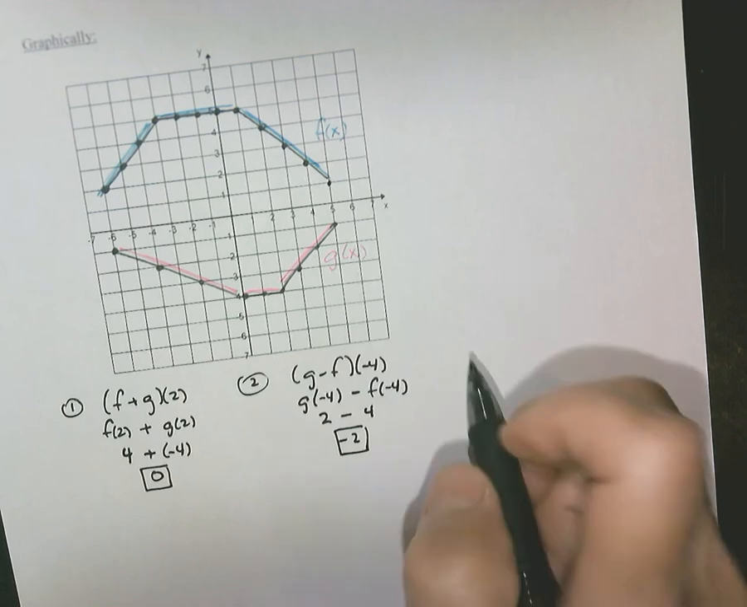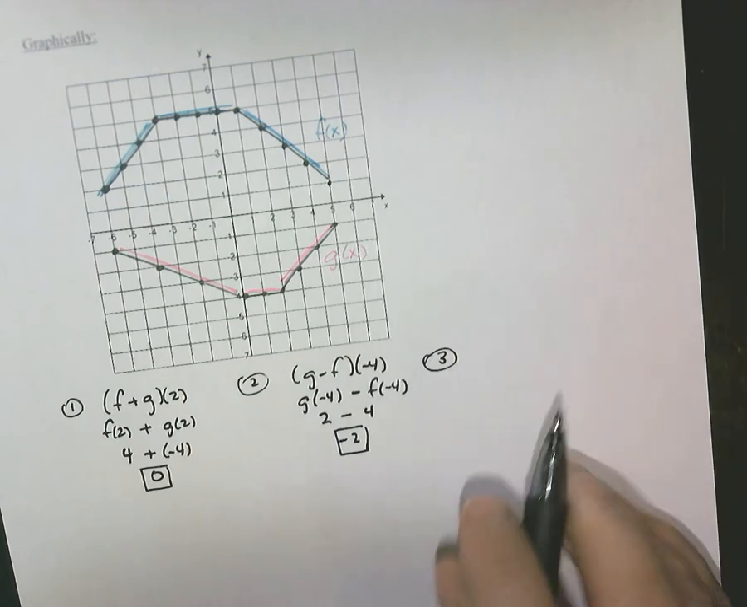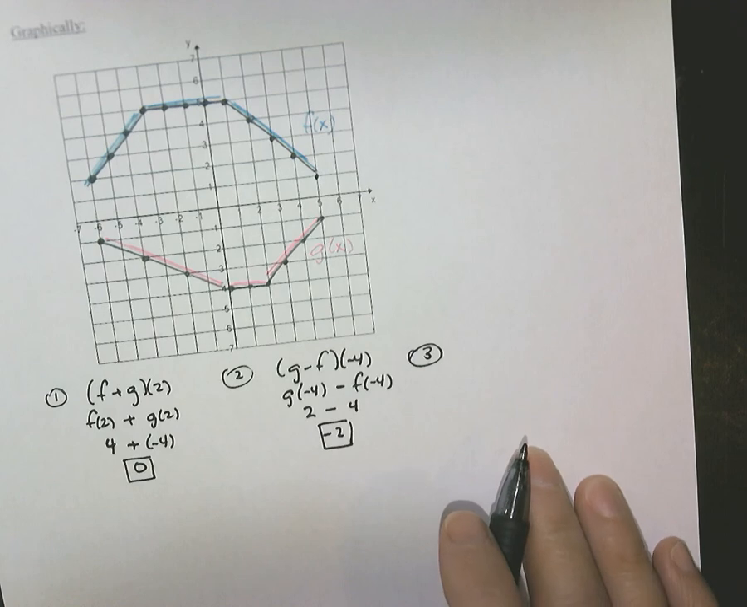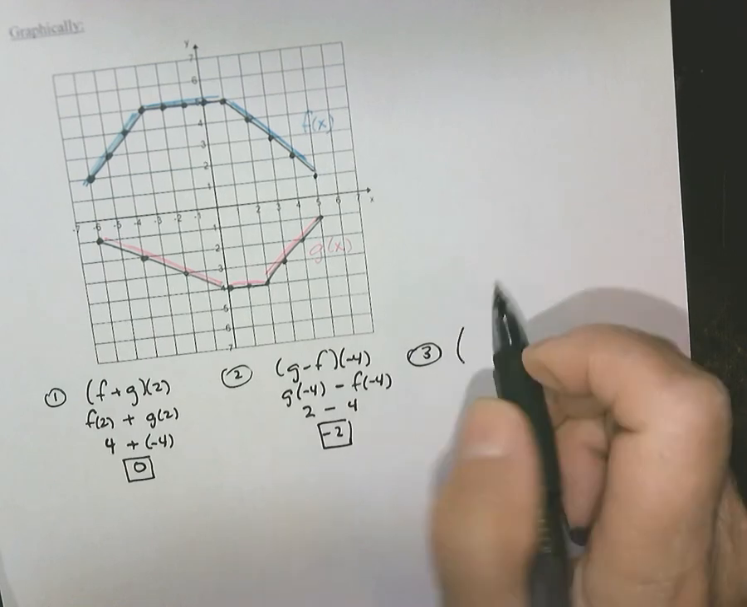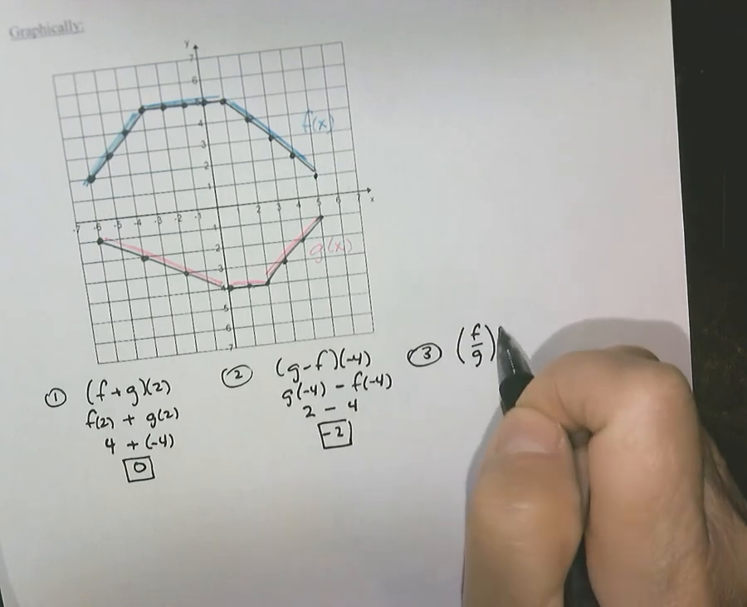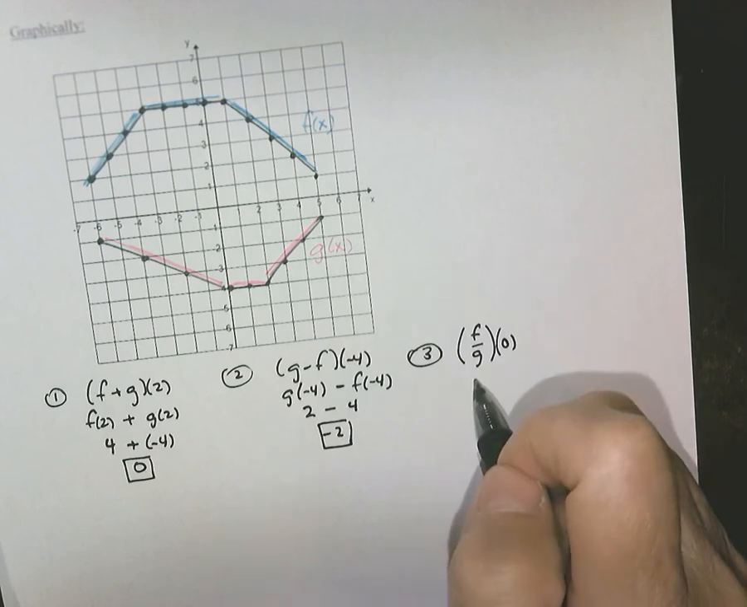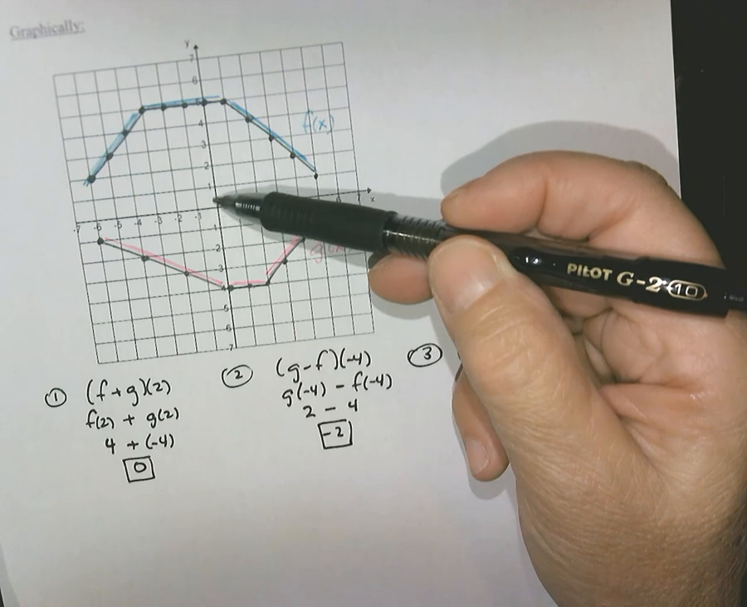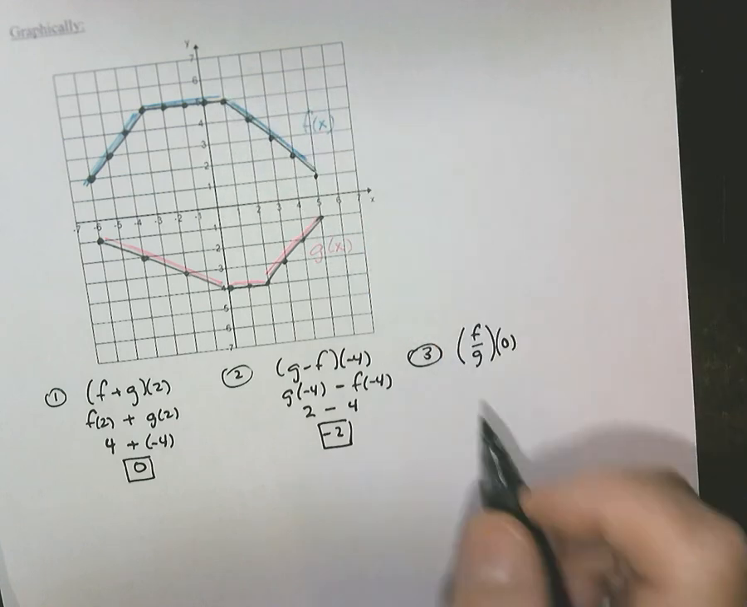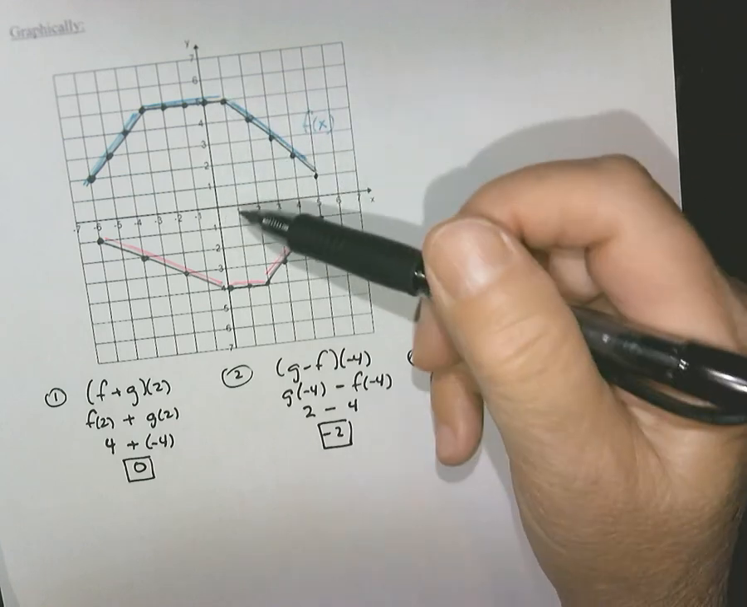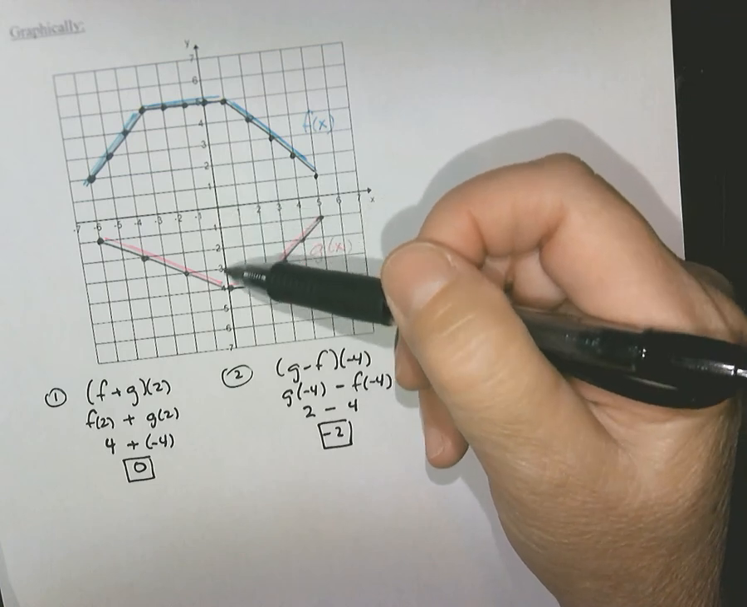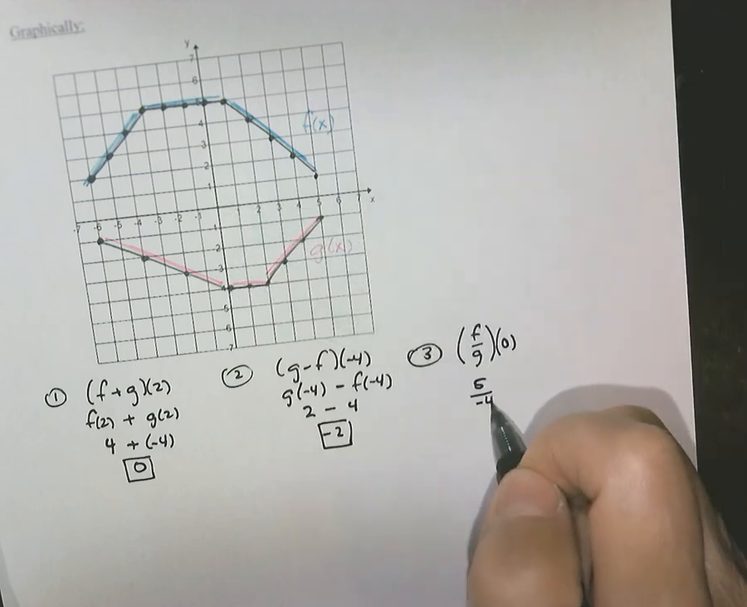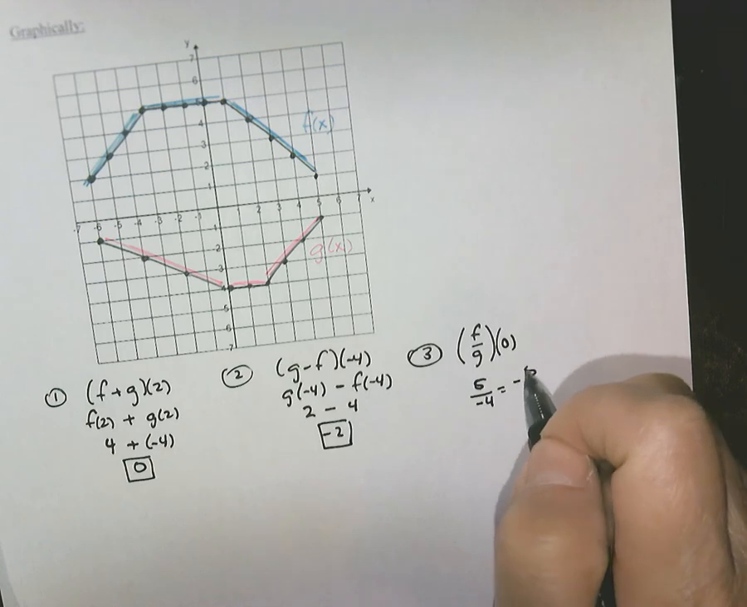Let's do a division. Let's do f over g of 0. So that means I want f of 0. Here's 0. The y value that goes with that is 5. G of 0. The y value that goes with that is negative 4. So this is going to be negative 5 fourths.